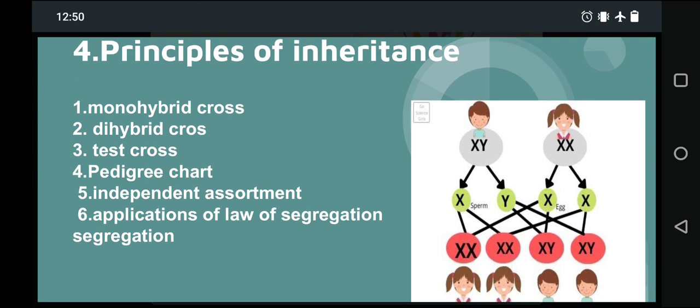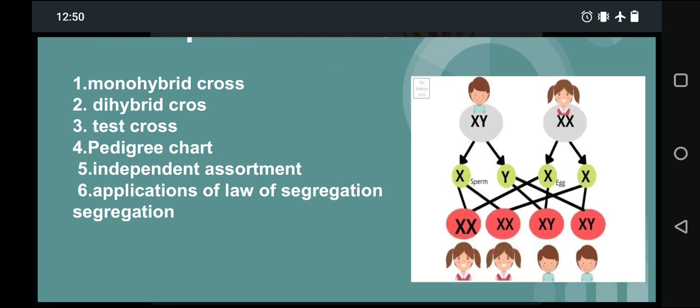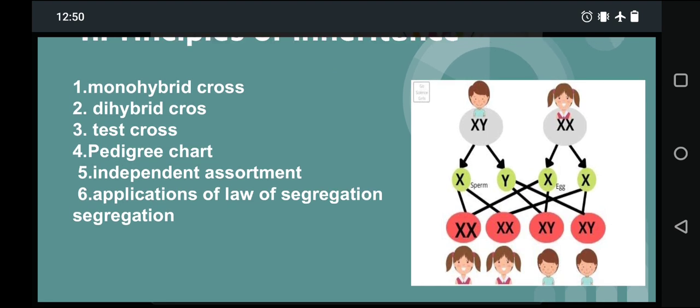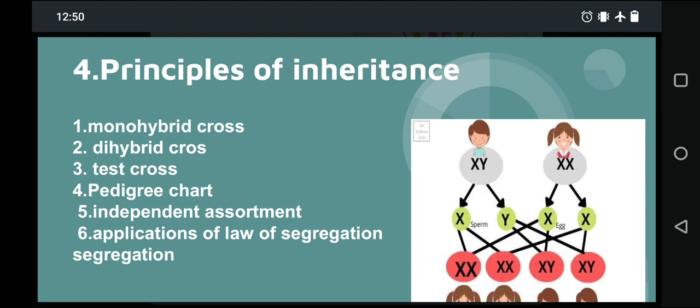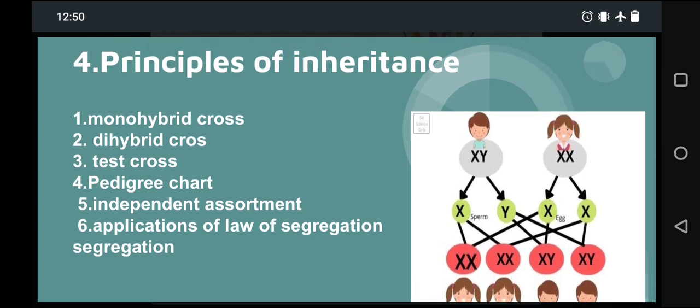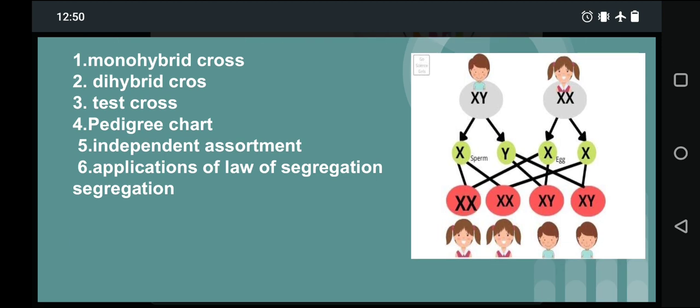But monohybrid cross, dihybrid cross, test cross, pedigree chart, independent assortment, or the applications of the law of segregation or the law of independent assortment. Along with that you have to prepare the Punnett square method, because the Punnett square method is also a very important topic. You know that there is a combination of biology and mathematics. So such type of MCQs, 1 mark questions, 2 mark questions, even 5 mark questions can be asked from this lesson, the Principles of Inheritance and Variation.